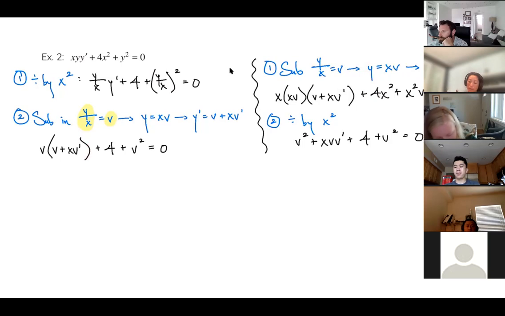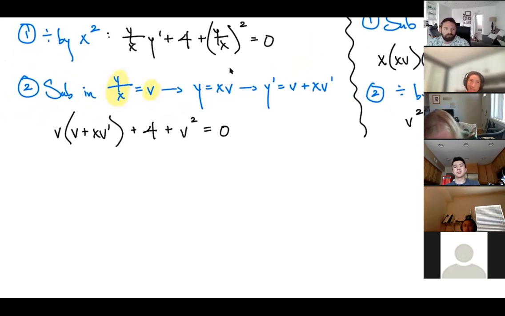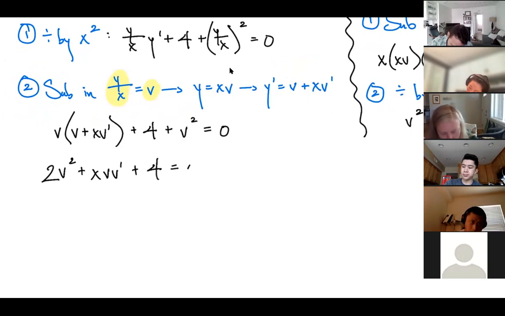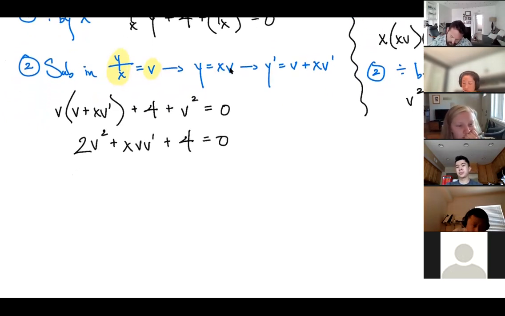Now, either way, what we end up with is a separable differential equation. All right, so let's move some things around and let's see what we get. Without loss of generality, I'm going to look at the left-hand side here. So I have v squared plus v squared, 2v squared plus xv prime plus 4 equals 0. I'm going to subtract the v squared and the 4 to the other side, and so I'll get x v prime equals negative 2v squared minus 4.